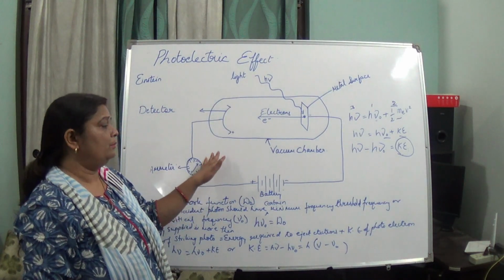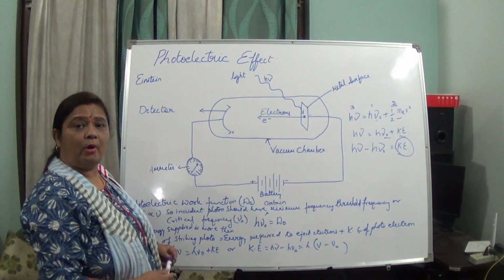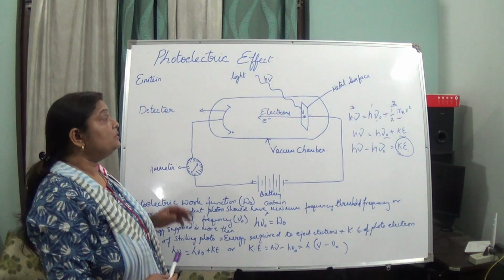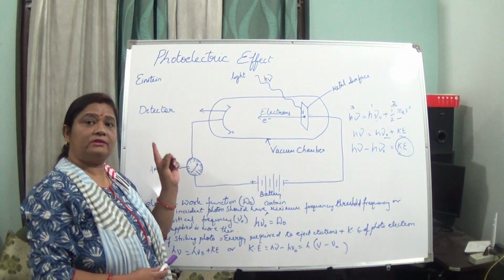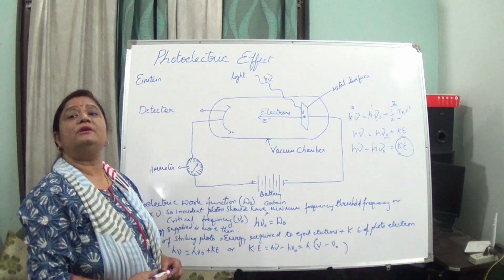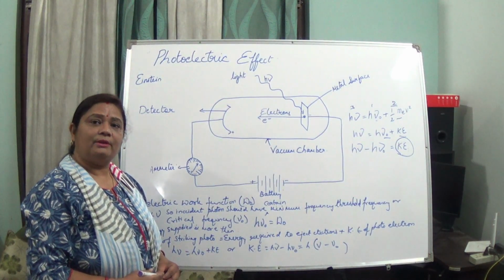Now we have studied the photoelectric effect, black body radiation, and wave theory also. These all explain that electromagnetic radiation has wave nature and particle nature also. So this explains the dual nature of electromagnetic radiation.